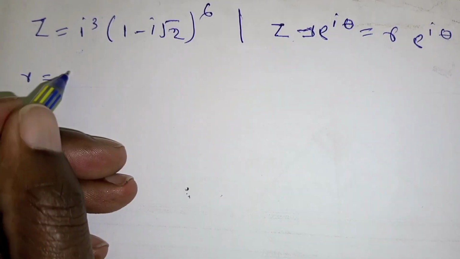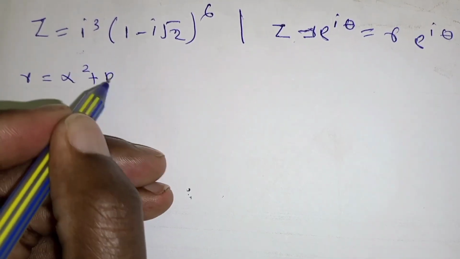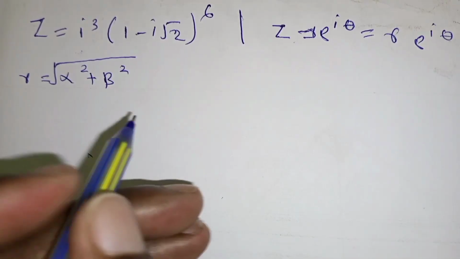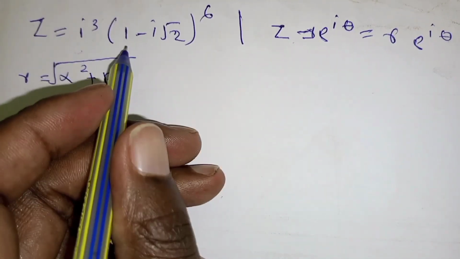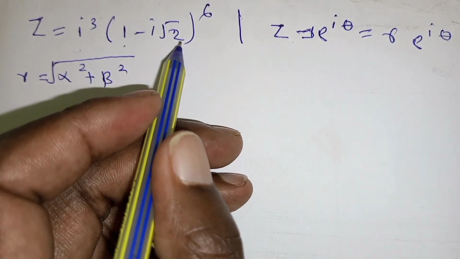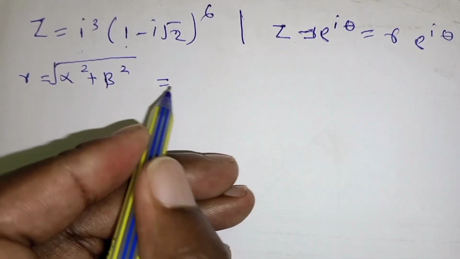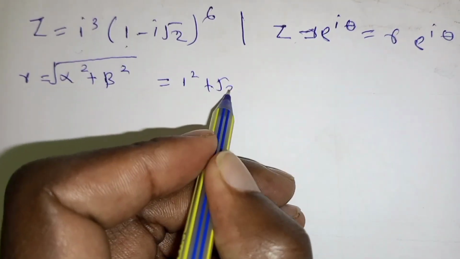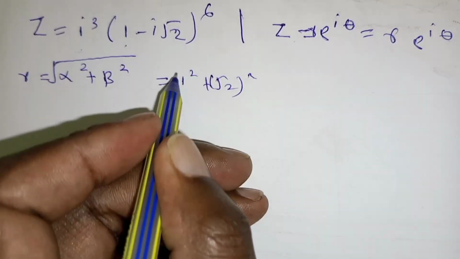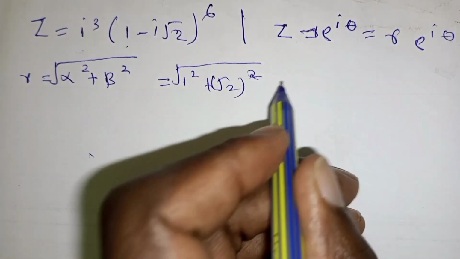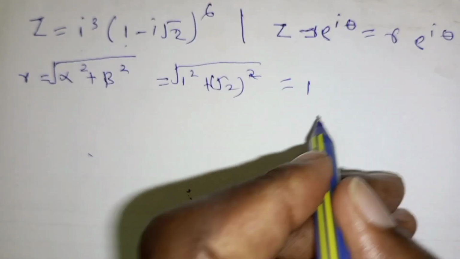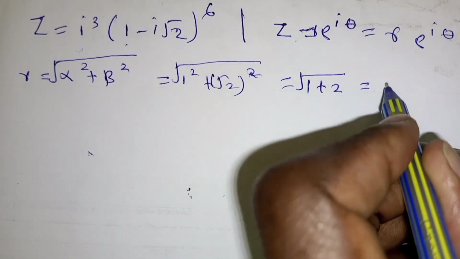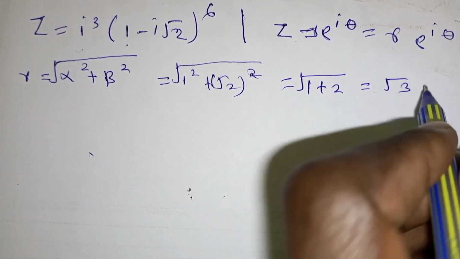r is given by the square root of alpha squared plus beta squared. In our case, alpha is 1 and beta is root 2. So we substitute, so that we have the square root of 1 squared plus root 2 squared. 1 squared is 1, root 2 squared is 2. So our r is root 3.